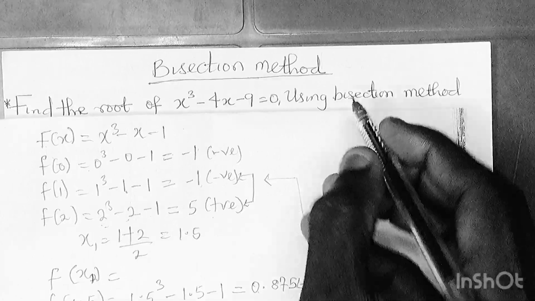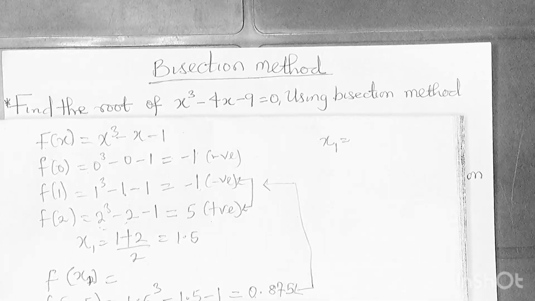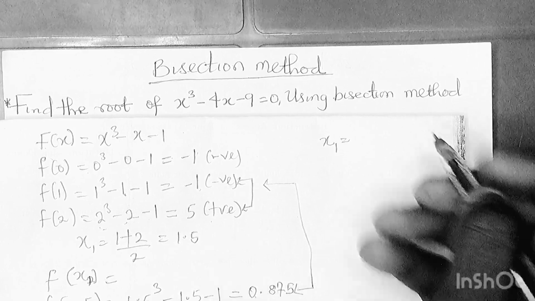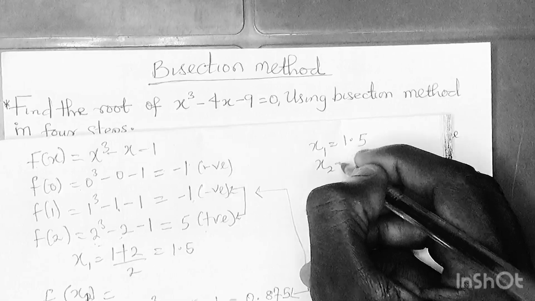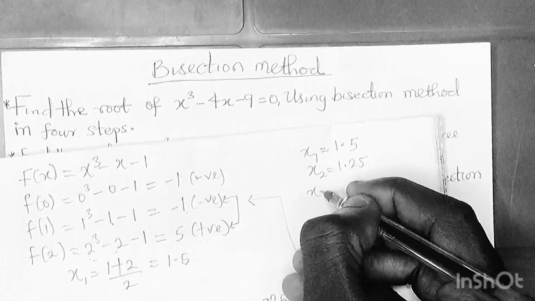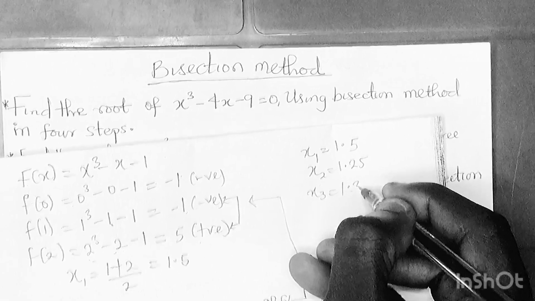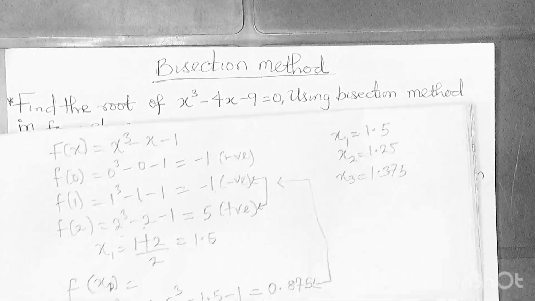So what is our x1? Our x1 is 1.5. Our x2 is 1.25, and our x3 is 1.375. So that is the answer that is required.